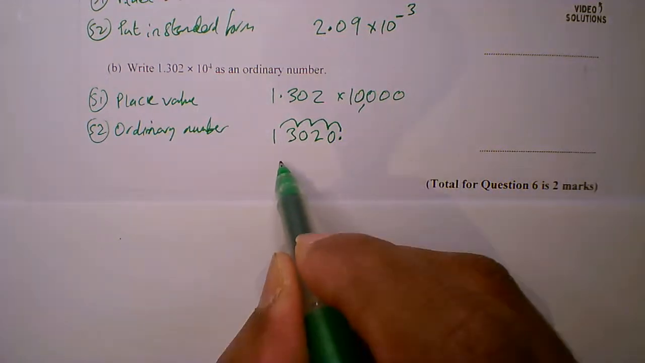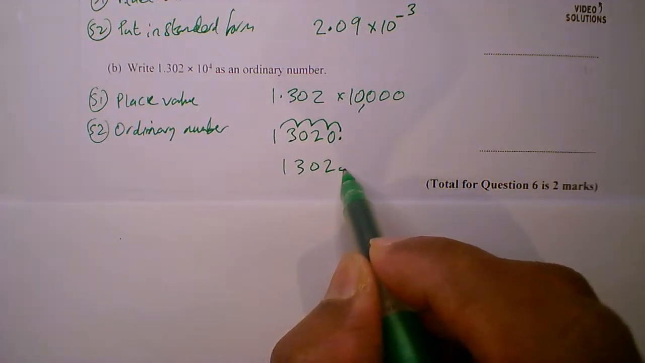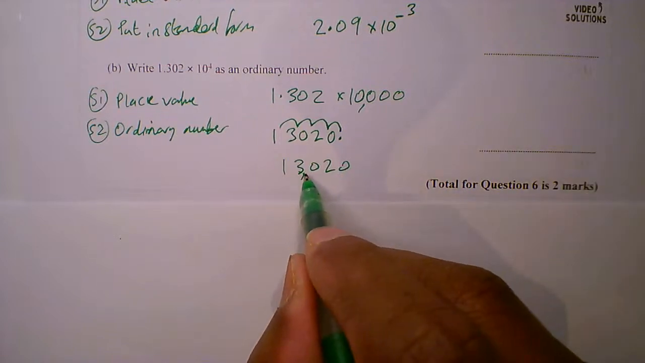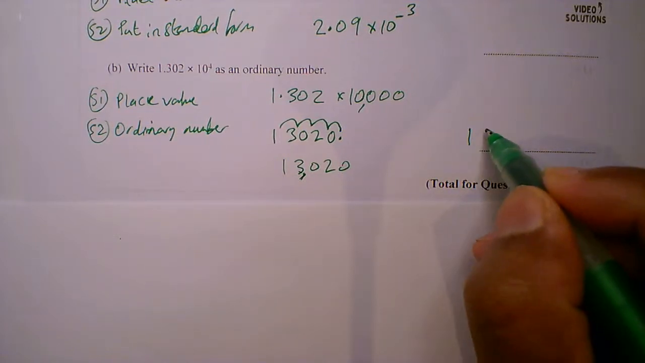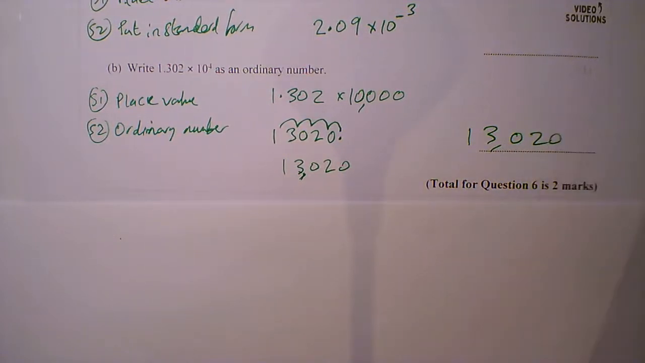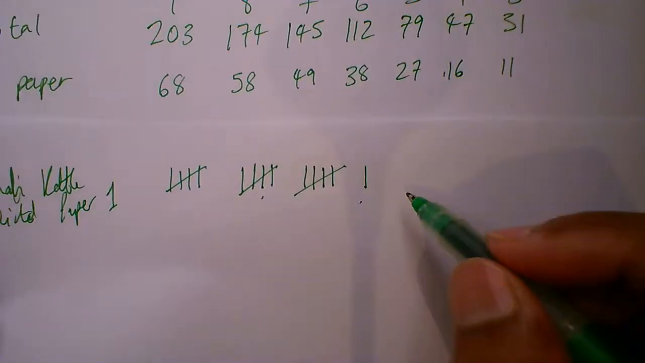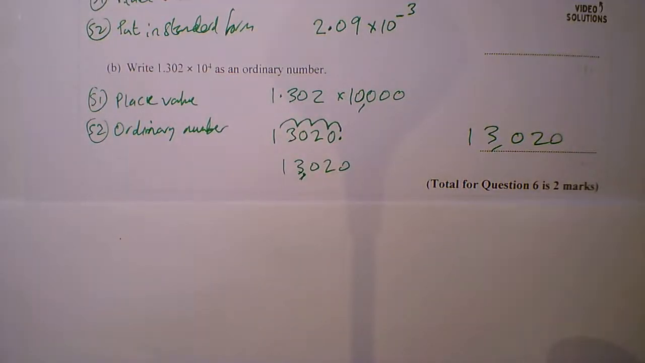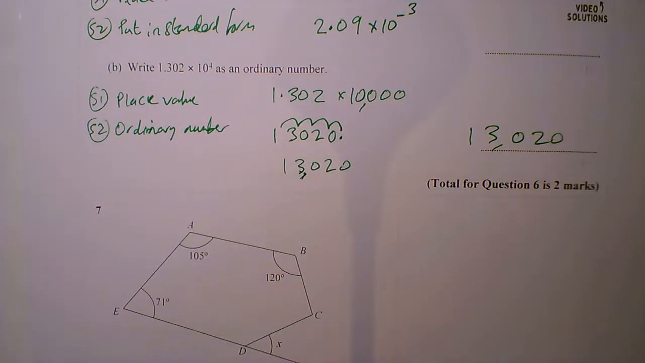So I add a 0. So my answer is 13020, which is 13,020. 1, 2, 3, put my comma there, 3 place values. So 13,020. Now I have got another mark. Let me add that. Let's go to question 7.